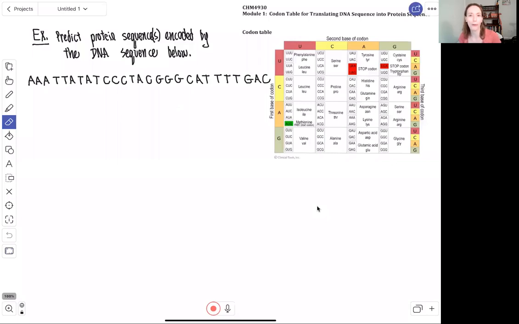So on the whiteboard screen here, we're given an example problem similar to something you might be asked on an upcoming quiz, for example, and you'd want to have your codon table handy for that because I don't expect that anybody has that memorized. I definitely don't. So we're asked here to predict the possible protein sequences encoded by the DNA sequence below.